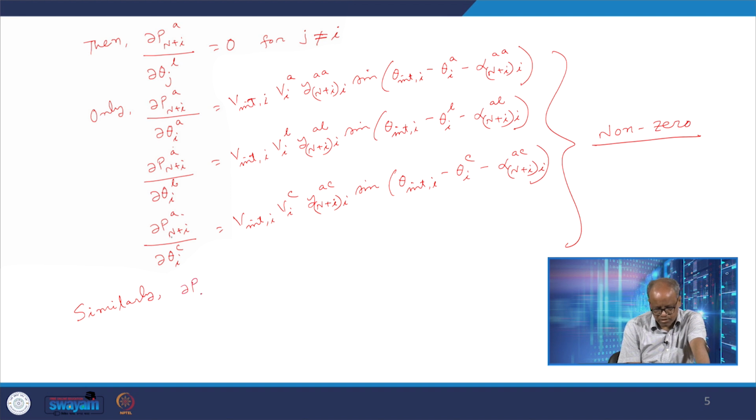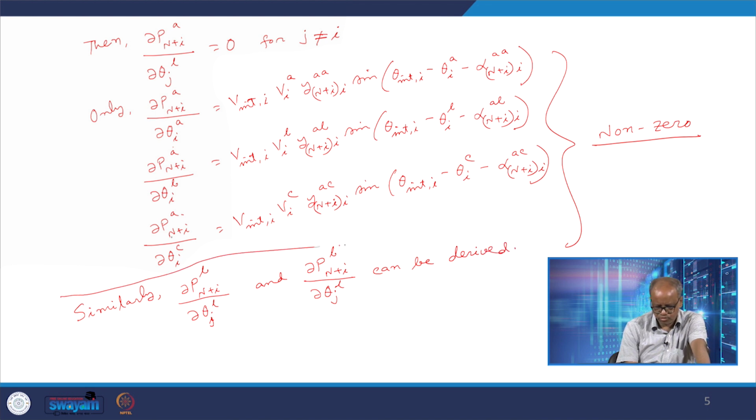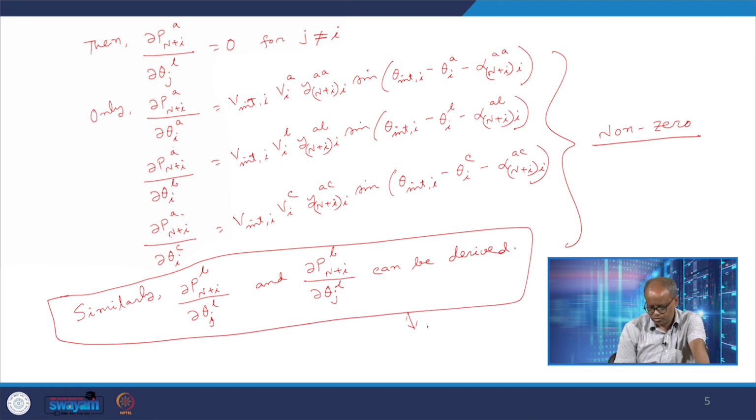del P n plus I B by del theta J L, and del P n plus I B by del theta J L can be derived. So this I am putting as your homework. So this is homework.